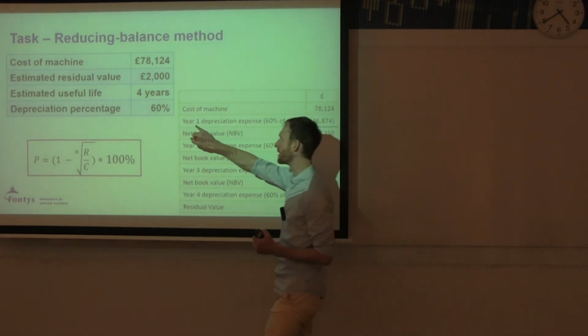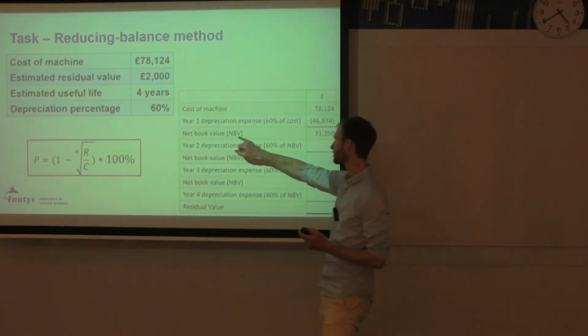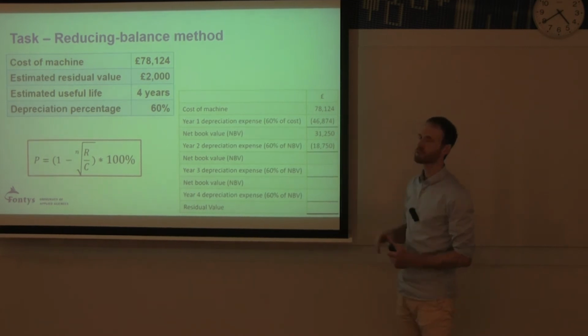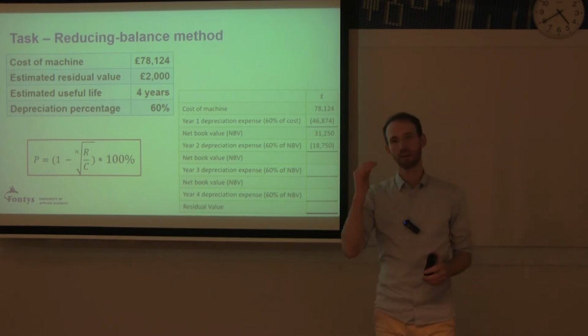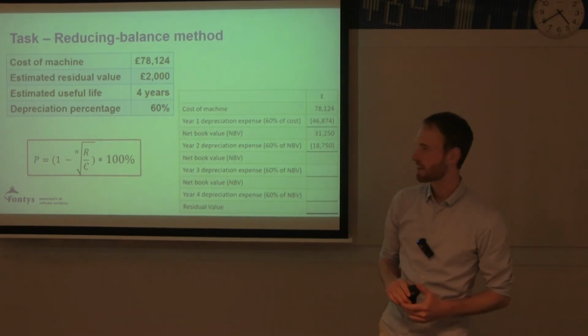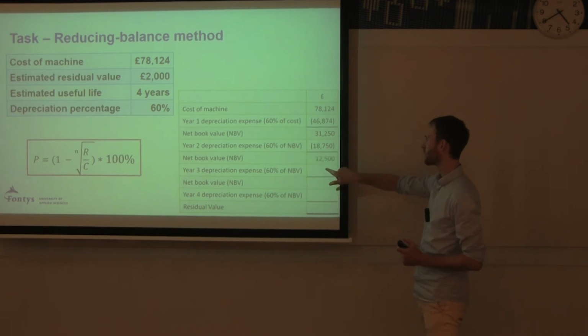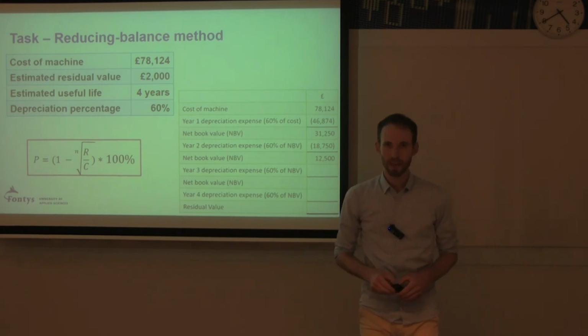31,250 multiplied with 60% gives us 18,750. So you see, it reduces. The depreciation per year is reducing the longer we have the asset. So 31,250 minus this gives us what the asset is worth at the end of year 2. And then we go on.